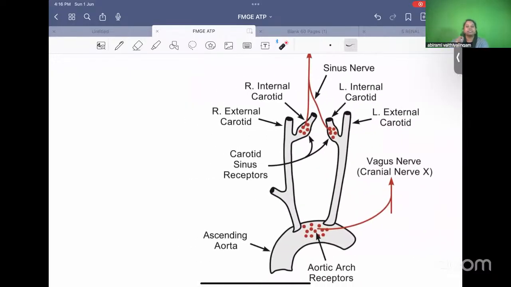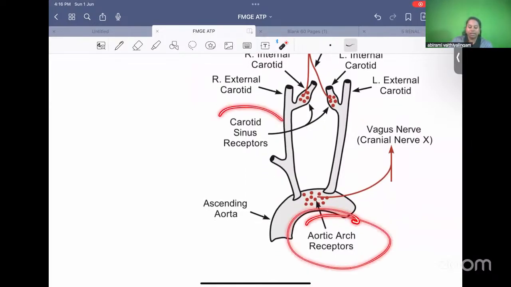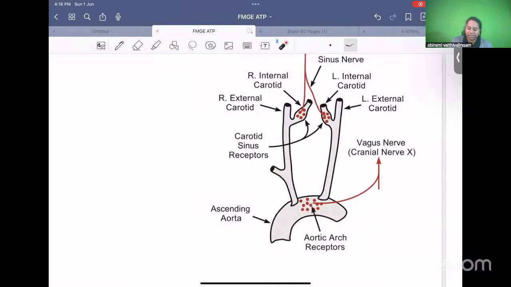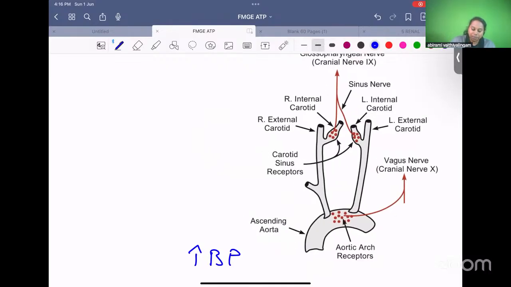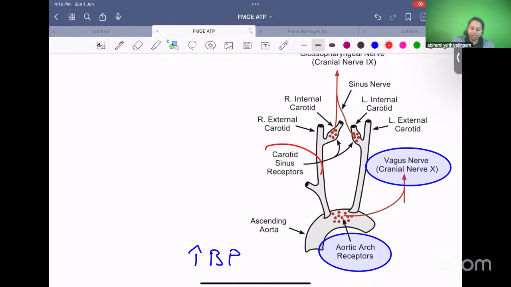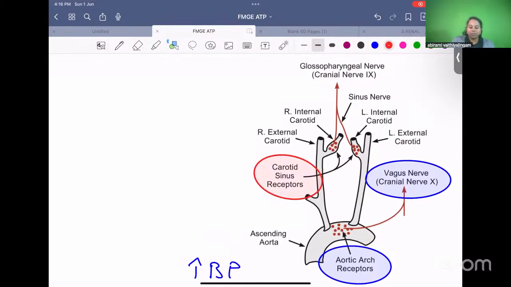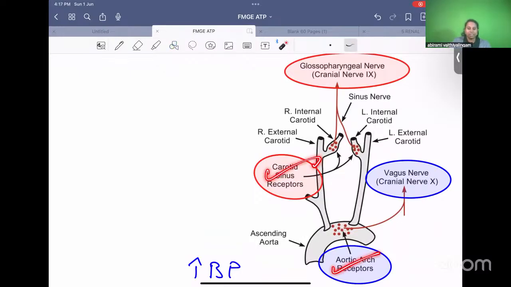They are basically stretch receptors. Where are they located? On the aortic arch and carotid sinus. You have the baroreceptors. They are basically stretch receptors. Whenever blood pressure increases, it will stretch these receptors. So as a result, aortic arch receptors, when they stretch, will trigger the vagus nerve. And carotid sinus receptors, when they stretch, will trigger the glossopharyngeal nerve. So from aortic arch and carotid sinus, vagus and glossopharyngeal nerve arises.